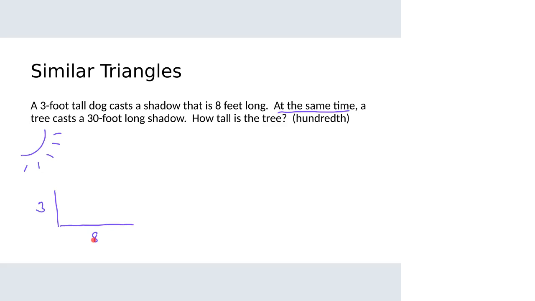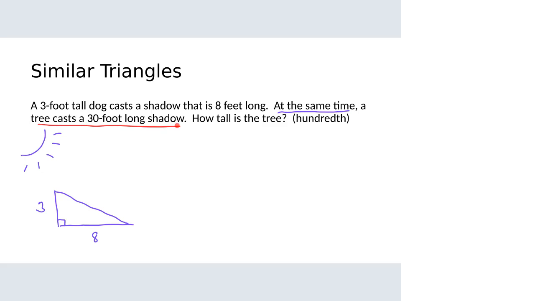And if you're thinking, well, where's the triangle? Well, you can kind of see it there that, if I just sort of connect the dots here from the sunlight, I get a triangle. It's a right triangle with the dog and the ground, and there's my triangle about the dog. Now, at the same time, the sun is coming down on this tree. And it says in the problem that the tree casts a 30-foot long shadow.